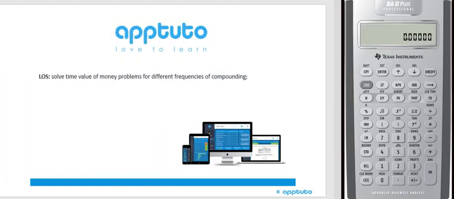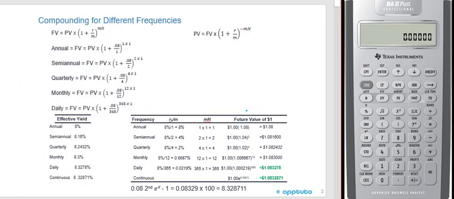This LOS is solve time value of money problems for different frequencies of compounding. Okay, this is compounding for different frequencies. So again, I have a little table here at the bottom. We're going to look at just an example using 1 year. So n is going to equal 1 in this example.